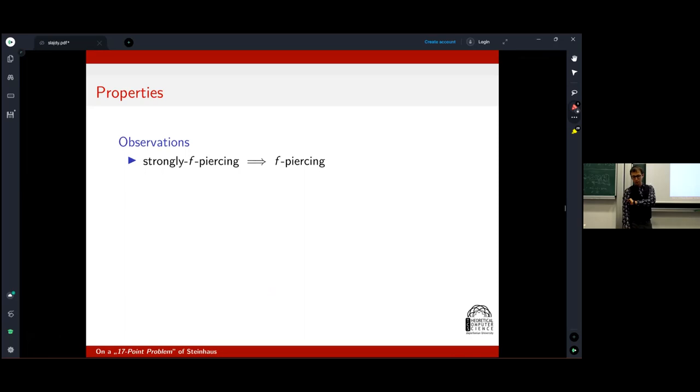Okay, so these are some easy observations. If a sequence is strongly piercing, then it's piercing. And the other observation is that if we work with strongly piercing sequences, then we can look at a sequence and just look for the longest gap between two points of that sequence, right? Because this will tell us if we are good or not good for 1/n. We just calculate the maximum distance between points. Let's say we add 0.0 and 0.1. Well, it doesn't really matter.